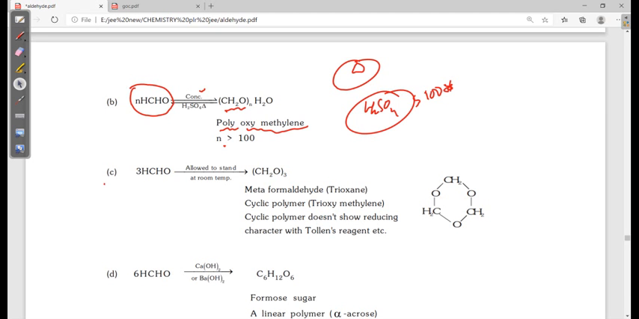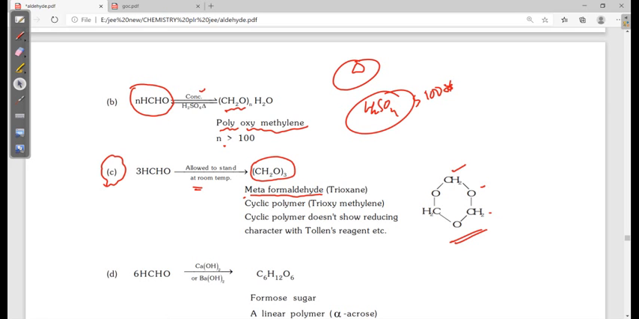Now again we are using formaldehyde. This formaldehyde is allowed to stand at room temperature. Meaning, in the chemistry lab you can see the formaldehyde bottle at room temperature only. If you store it for a long time without using it, then by itself 3 moles of formaldehyde form a cyclic ring. It looks like a benzene ring type, with alternating CH2 and O. Here the names are very important: metaformaldehyde.